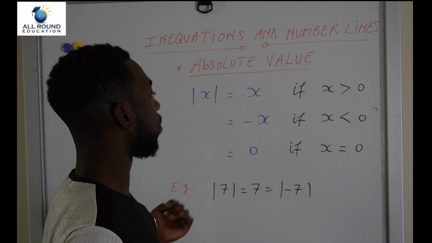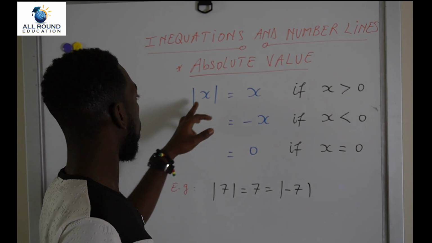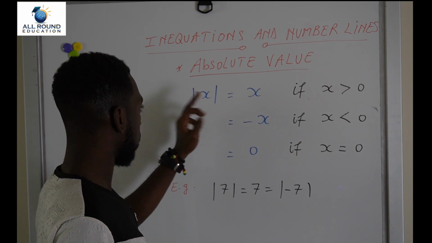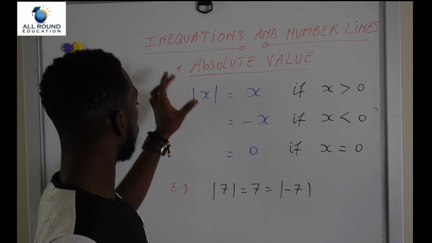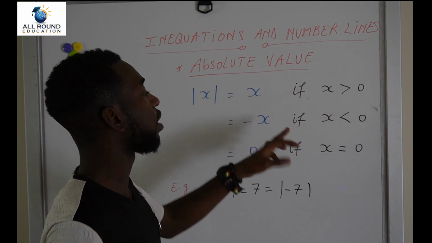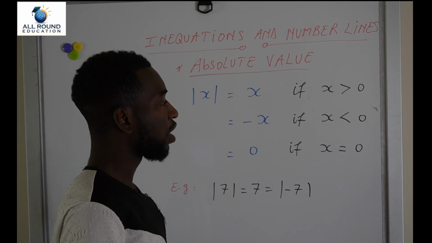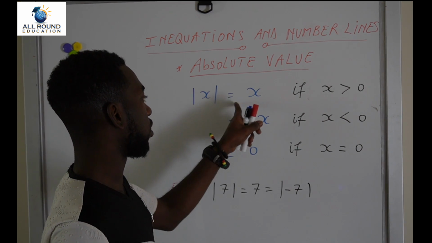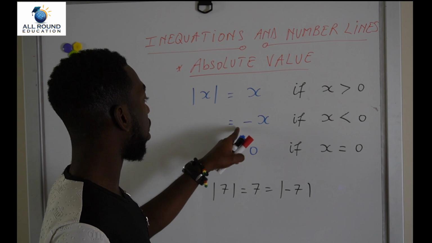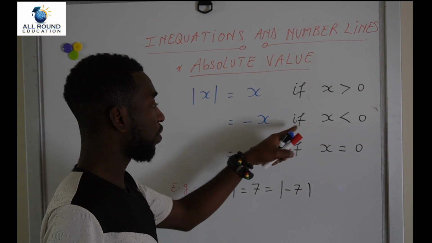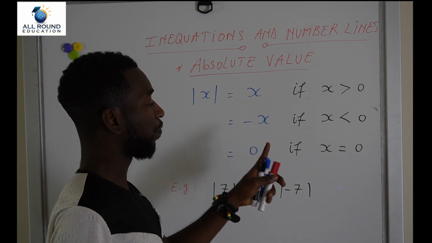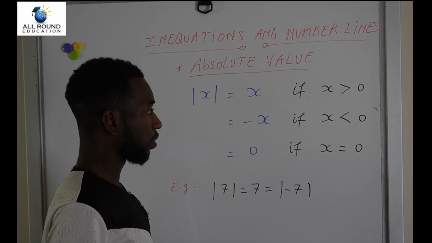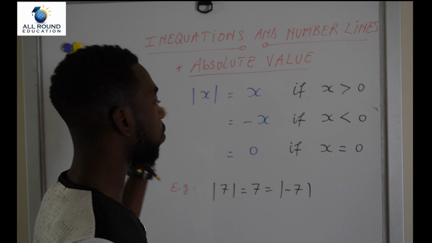So this is the formal definition of absolute value. You have these lines or bars; the two bars symbolize absolute value. The absolute value of x is equal to x if x is greater than 0, so this value will always be positive. However, it will be negative x if x is less than 0, and it will be equal to 0 if x is equal to 0.